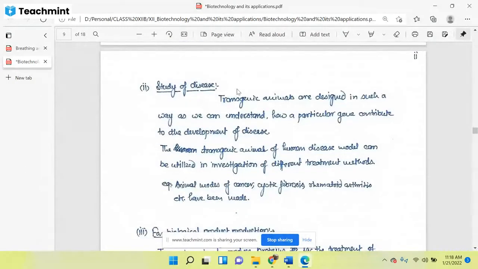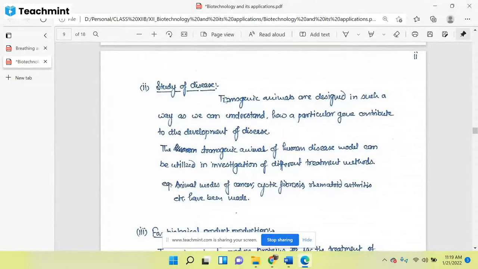Okay, so I told you before also that if we are deleting or manipulating any gene, then due to the absence of this gene we can see which disease progresses, and due to overexpression of this gene, which disease it causes. So by manipulating the expression of all these genes, we can identify the role of a gene in a particular disease.